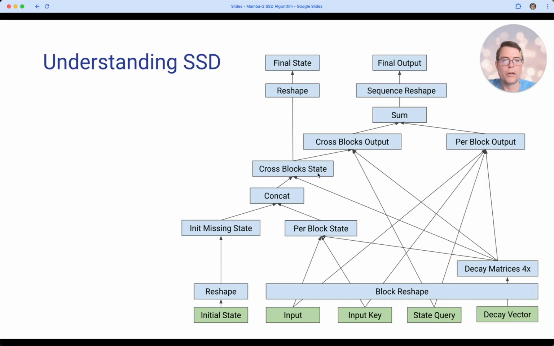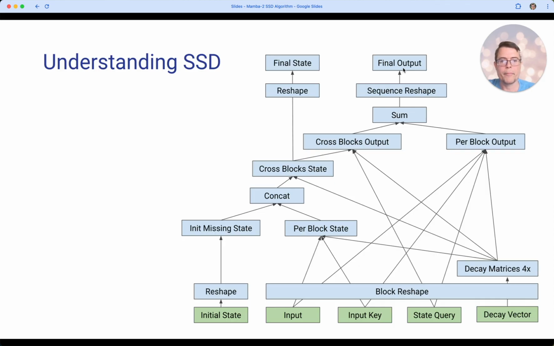Once you have all of that state, then you can calculate the state coming across each block, and then you can sum those. You take the cross block state, you pull off the end of it, and that becomes your final state. Once you have the sum, you reshape it from block by block back to the single long sequence, and then you output that.